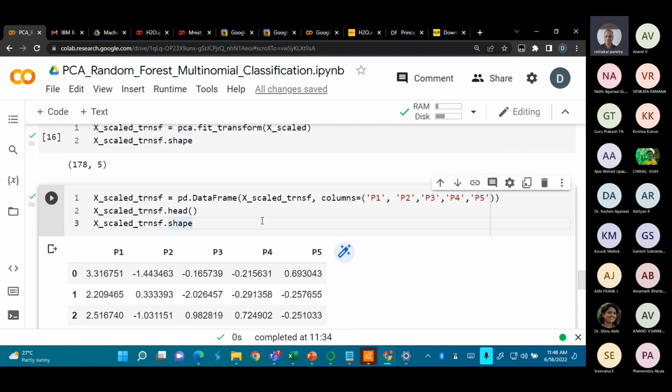And then this is where we are creating our data frame. So we just did the transformation. I'm creating a data frame so that I have column names as well: P1, P2, P3, P4, P5. I'll wait for you to confirm that as well. And then we're doing the head and the shape. So if you remember, this value 3.31 is now a linear combination of the 13 values that we saw earlier on. P2 is a linear combination of those 13 values that we saw earlier, right?